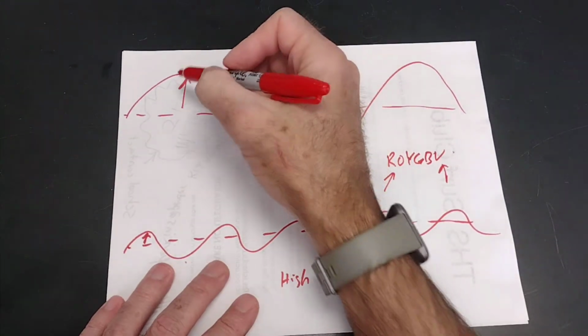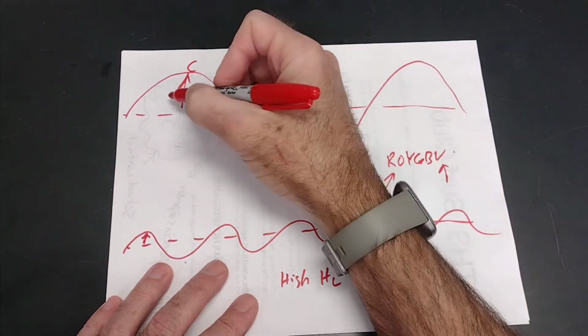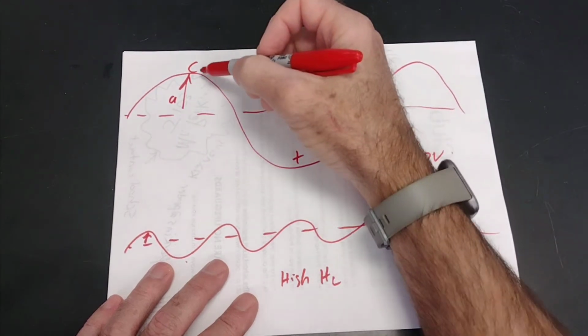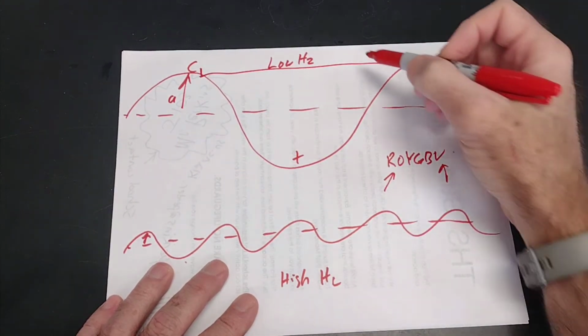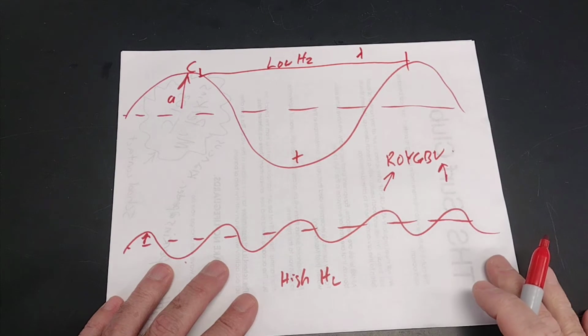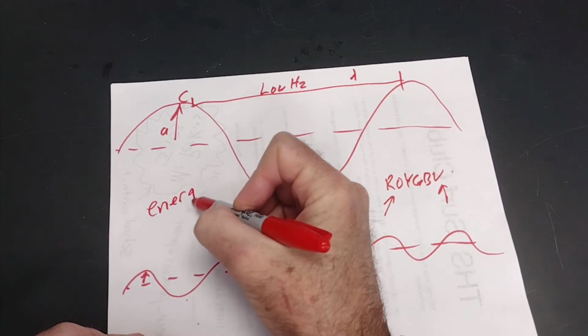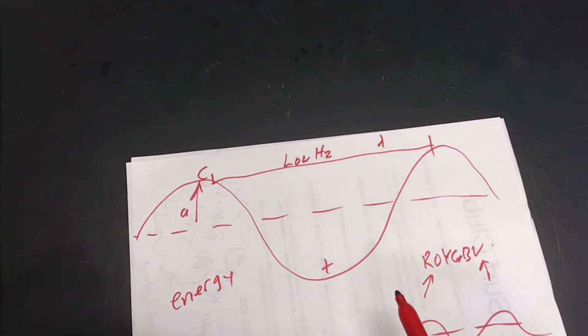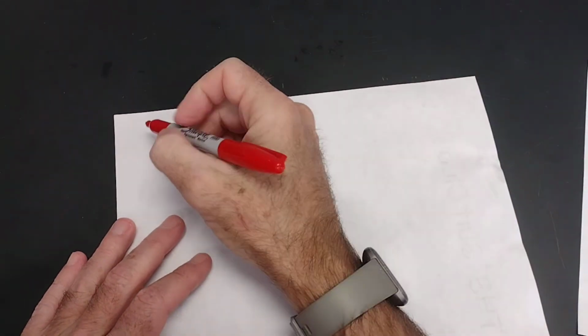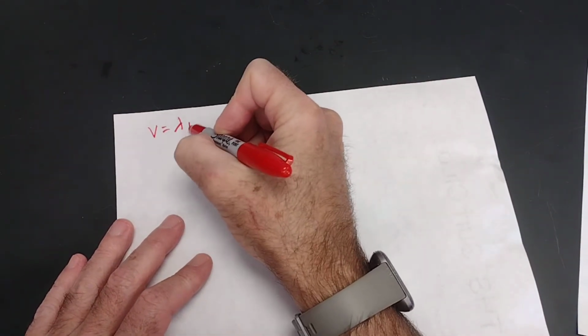Let's do a diagram of a wave. Crest, trough, amplitude, and wavelength. All right? Now, when waves move, they carry energy. Waves are moving energy. You need to know the formula. V equals lambda F.